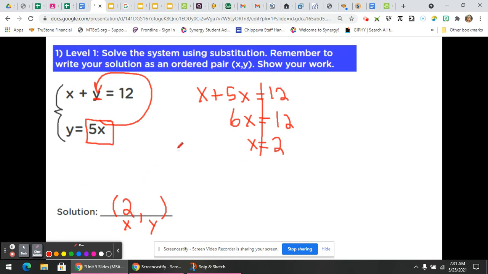Since I know that x equals 2, I can go back here and I can trade for either one. I can put a 2 in for x on the top equation, or notice this is 5 times x, or 5 times 2 on the bottom. Either way, I can check: 5 times 2 says that y is 10, or 2 plus y is 12. Again, 10 has to work in here, so I'm very confident that my solution here is (2, 10).